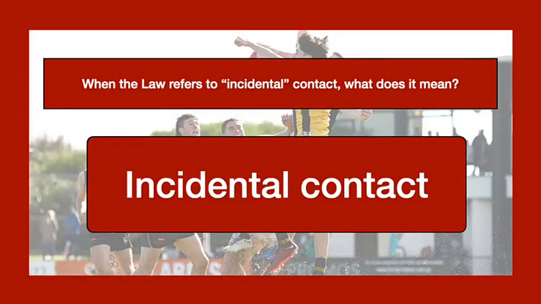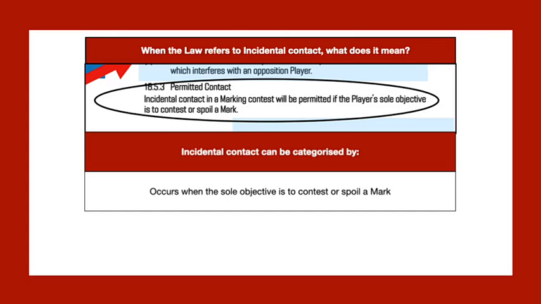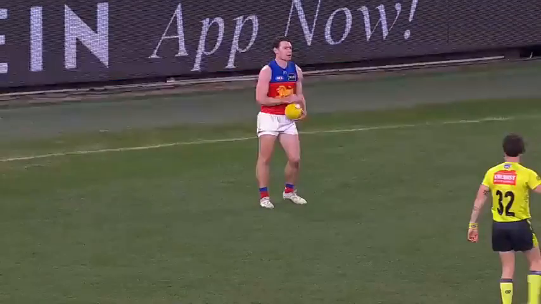Let's have a look at incidental contact. What actually is incidental contact? It says there, incidental contact in a marking contest will be permitted if the player's sole objective is to contest or spoil. So incidental contact can be categorised by: occurs when the sole objective is to contest or spoil the mark. There is contact which would be considered under the threshold of a free kick, for example, high tackle or PIB. Let's have a look.